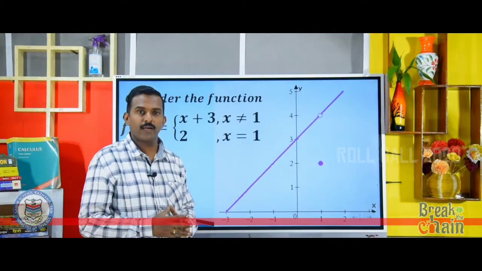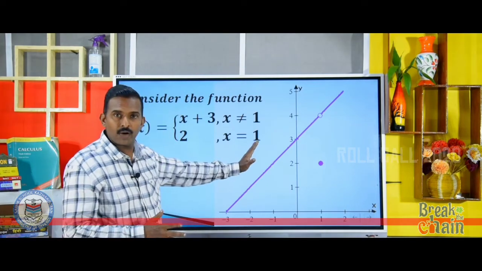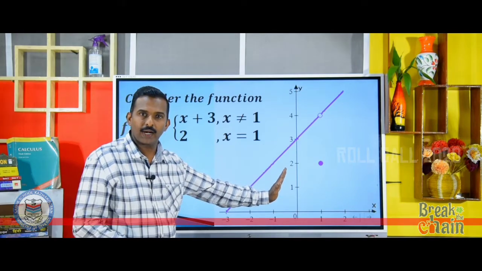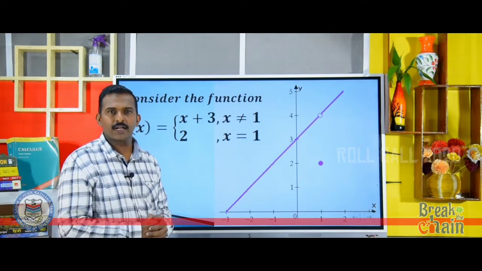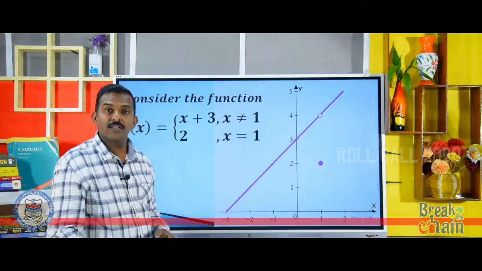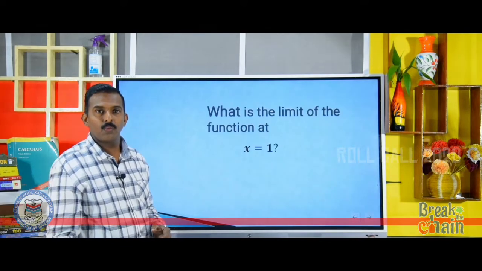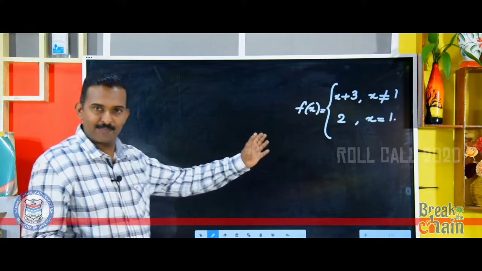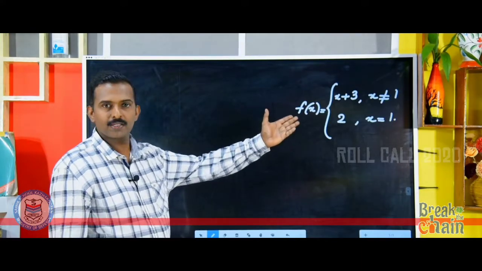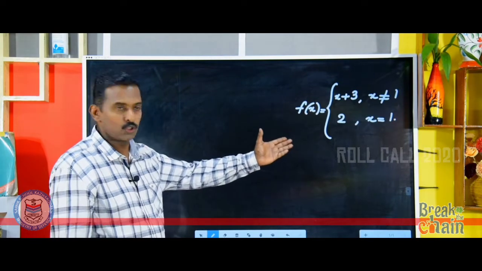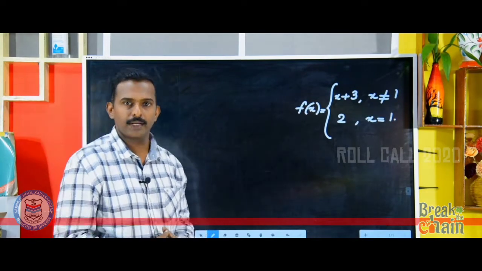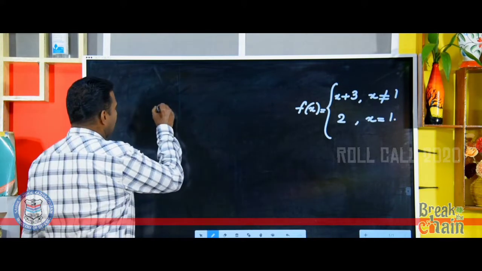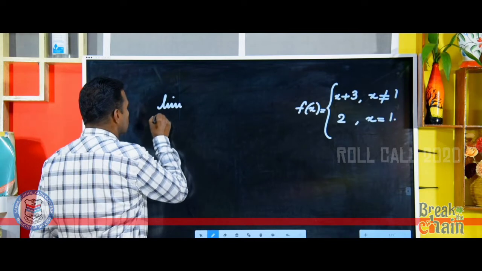Another example that we have done. We have finally told the function is not continuous at x equal to 1. Now, why is the function not continuous at x equal to 1? We will just calculate using limit. We will calculate the limit of the function at x equal to 1. The second example, f of x equal to x plus 3, x not equal to 1, and 2 when x equal to 1. We will calculate the limit. Now, limit of the function at x equal to 1, limit x tends to 1 f of x.